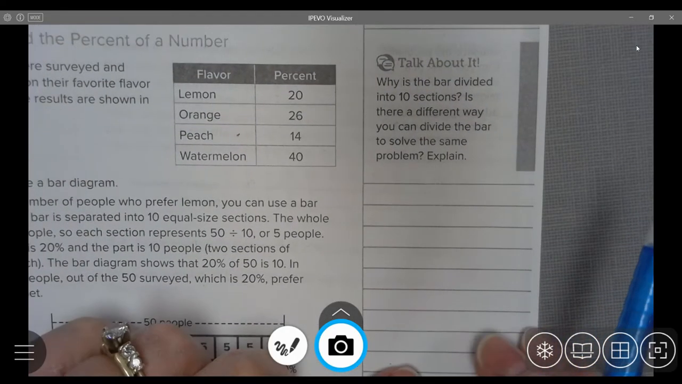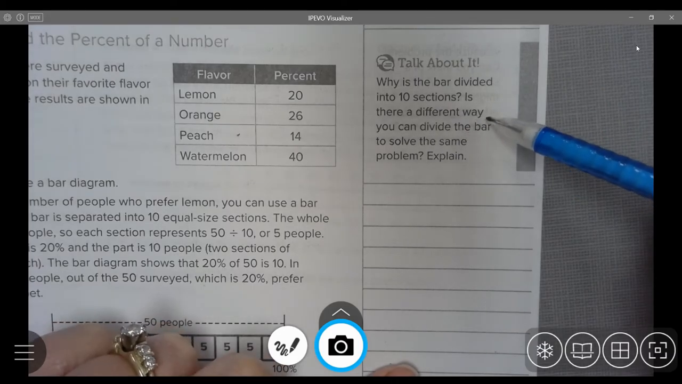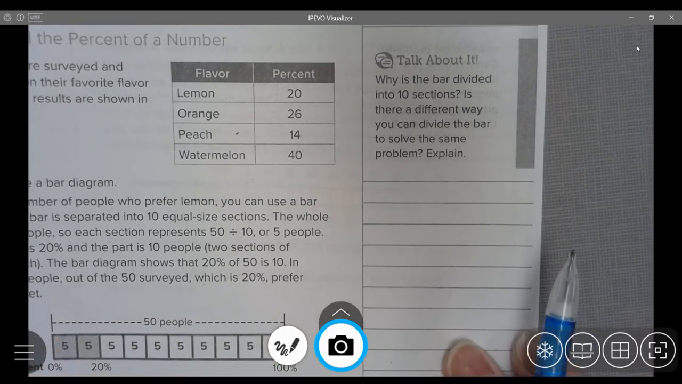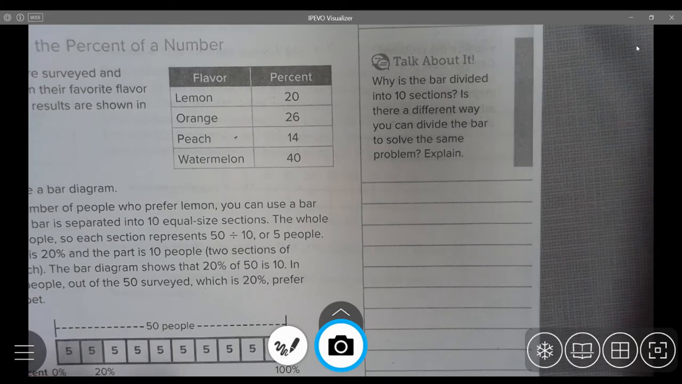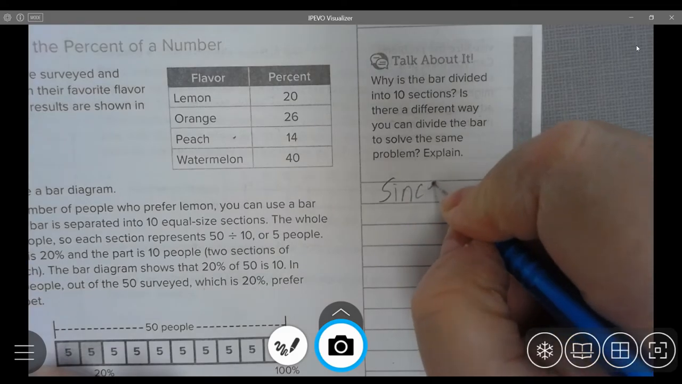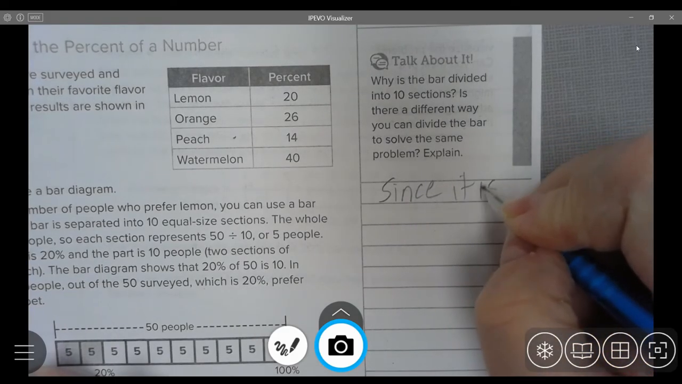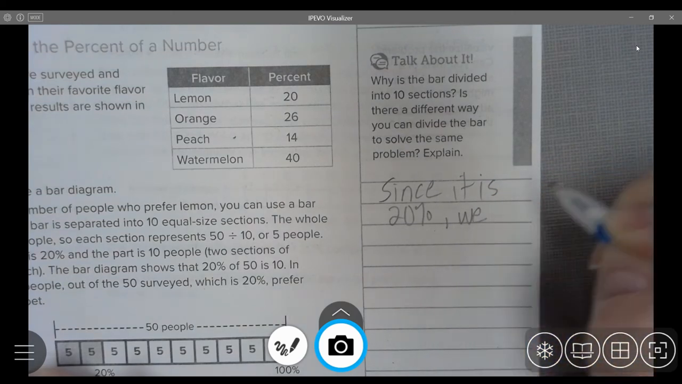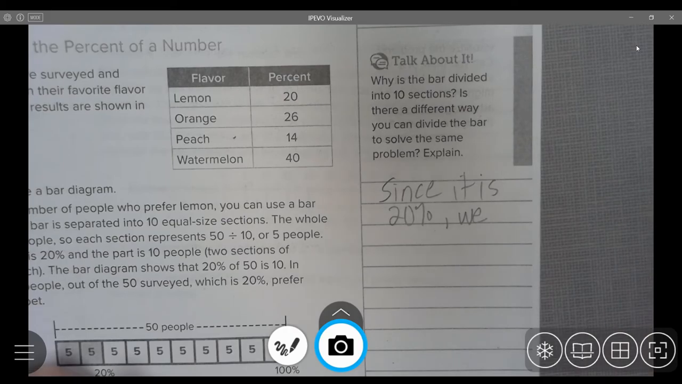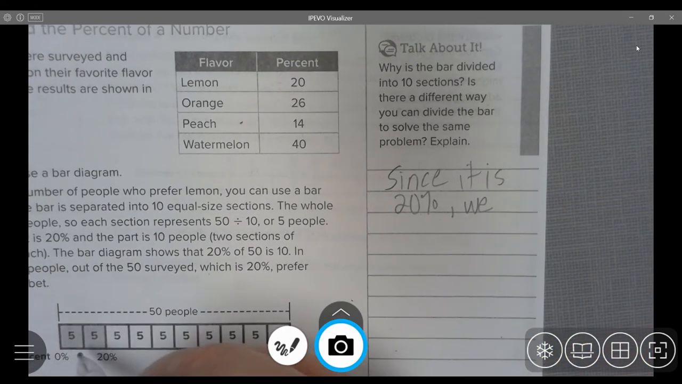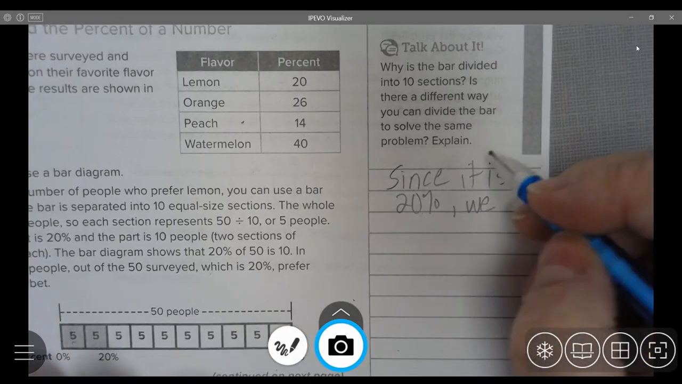Why is the bar divided into 10 sections? Is there a different way you can divide the bar to solve the same problem? Explain. Since the percentage is 20%, we can divide the bar into 10 sections and then shade in 2 of the sections to show 20%.